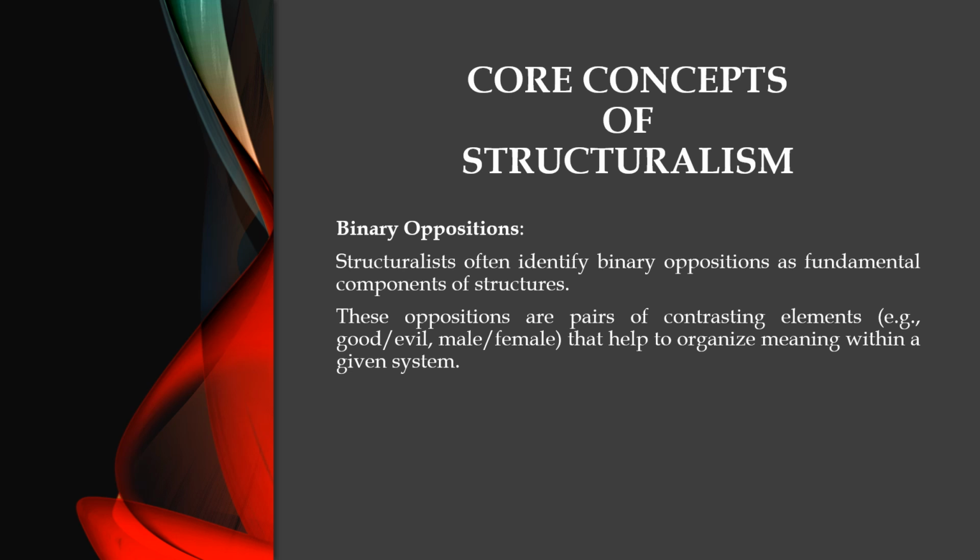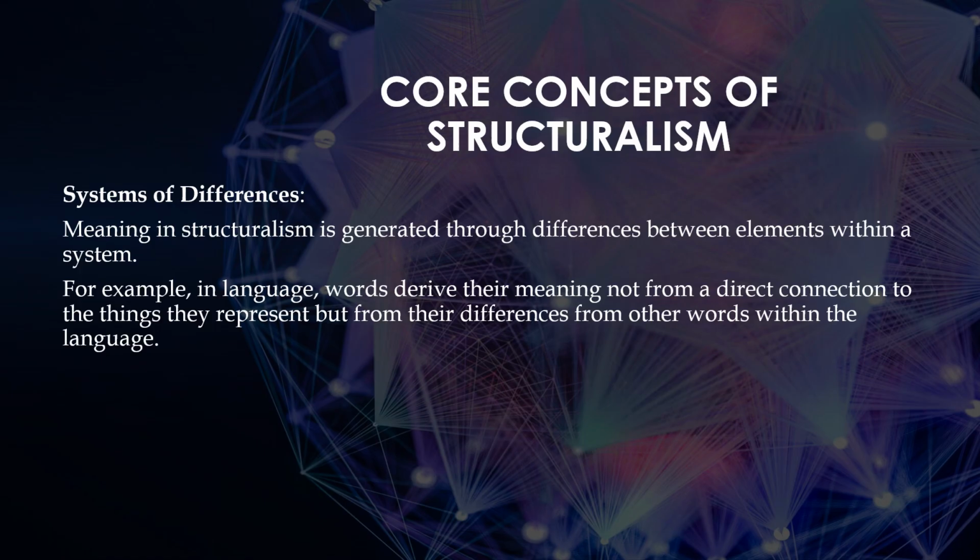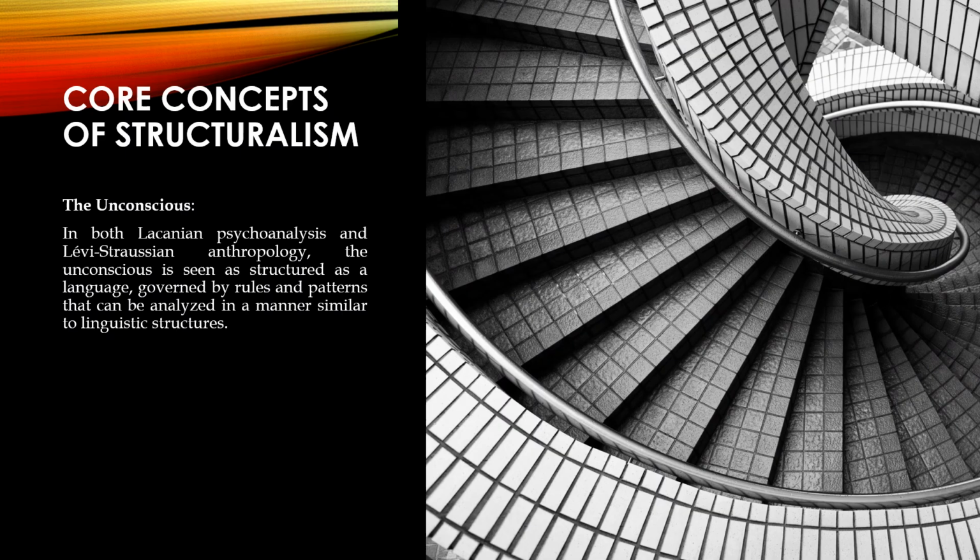Next we have systems of differences. Meaning in structuralism is generated through differences between elements within a system. For example, in language, words derive their meaning not from a direct connection to the things they represent, but from their differences from other words within a language. Next we have the unconscious. In both Lacanian psychoanalysis and Lévi-Straussian anthropology, the unconscious is seen as structured like a language, governed by rules and patterns that can be analyzed in a manner similar to linguistic structures.